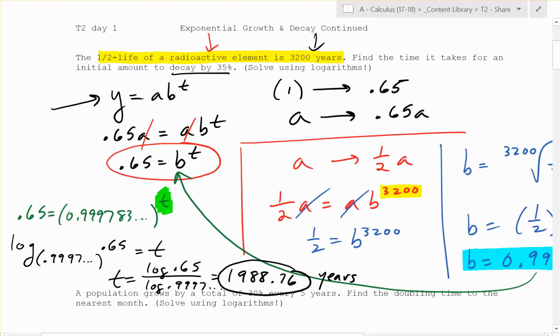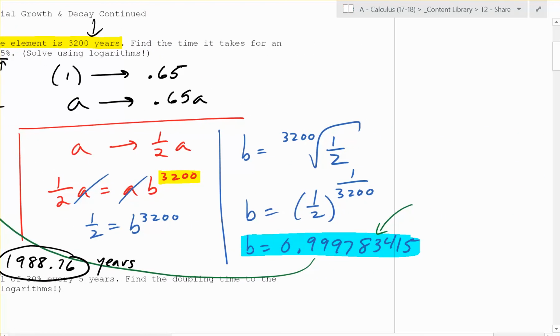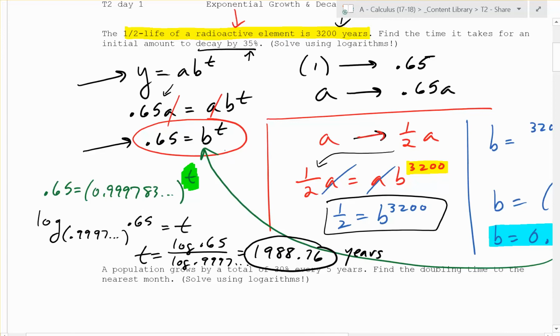So what we did here is we started here and we used decay by 35% to make the 0.65 there. So we ended up with this, but we needed b. To get b, we use the half-life. So if A turns into half A, that half A goes there, the A's cancel, and you're left with 1/2 equals b to the 3,200, which is the half-life of 3,200 years. And then we used our calculator to get this big decimal. We plug that into the b value right there, and we get this equation. And then we need to solve for t using the rules of logs. And you might have questions about that, so please ask that in class.